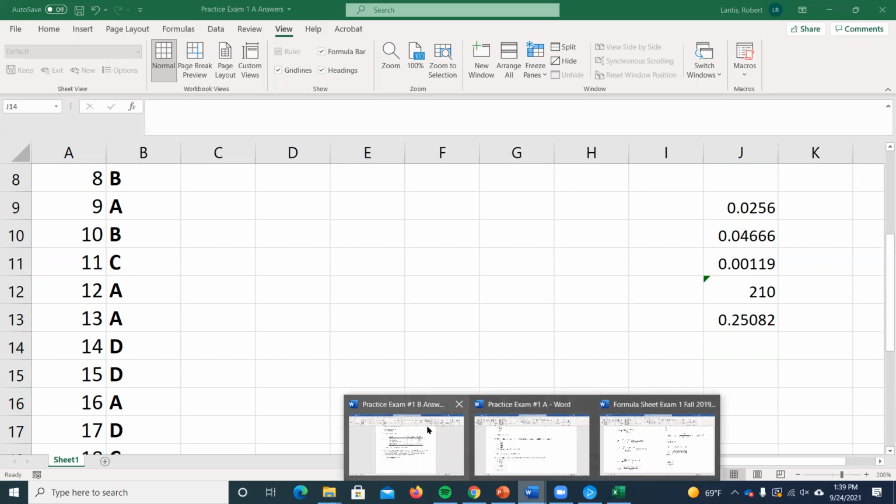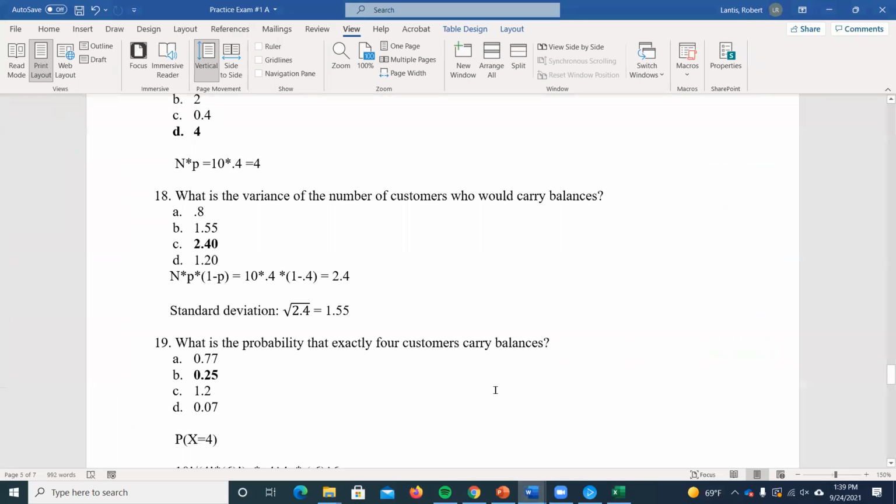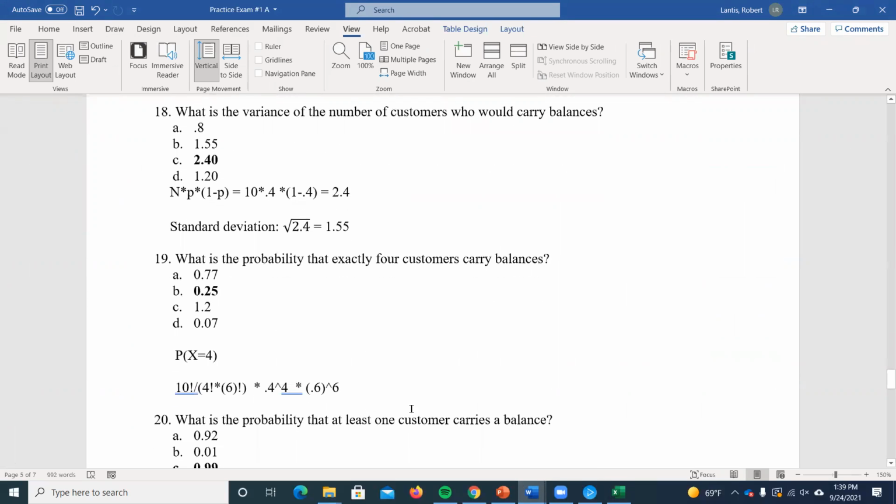So we end up with about 0.25, right? I'll often do something like this as well. What's the probability that at least one customer carries a balance, right? If we want the probability that at least one customer carries a balance, what are we really saying there? In terms of probabilities, that would be the probability that X is 1 or more, or greater than or equal to 1, right?